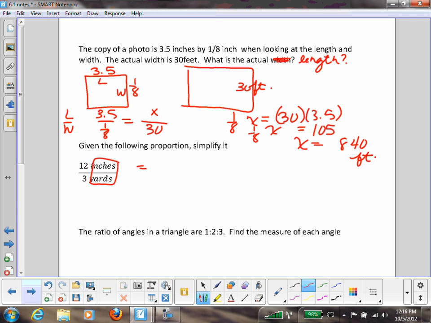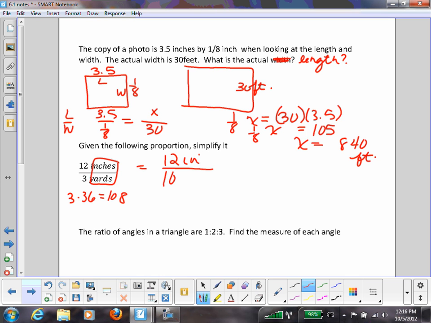Okay, so we're going to say that's 12 inches over, well, how many inches are in a yard? 36, so 3 times 36 gives me 108. So this is 108 inches. And so 12 over 108, what does that simplify down to? 1 over 9. Are the units necessary anymore? No, because we have inches over inches. And if we have the same unit over the same unit, aren't they going to cancel? Okay, so we would just say that that simplifies down to 1 over 9.